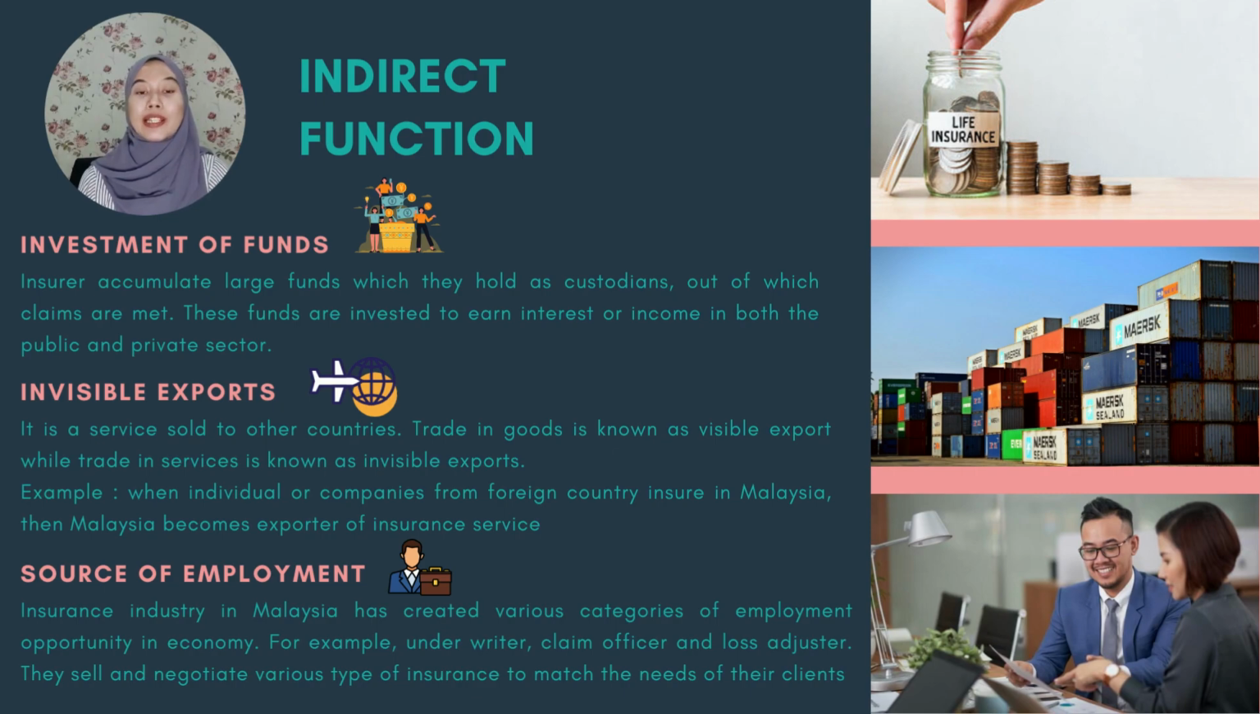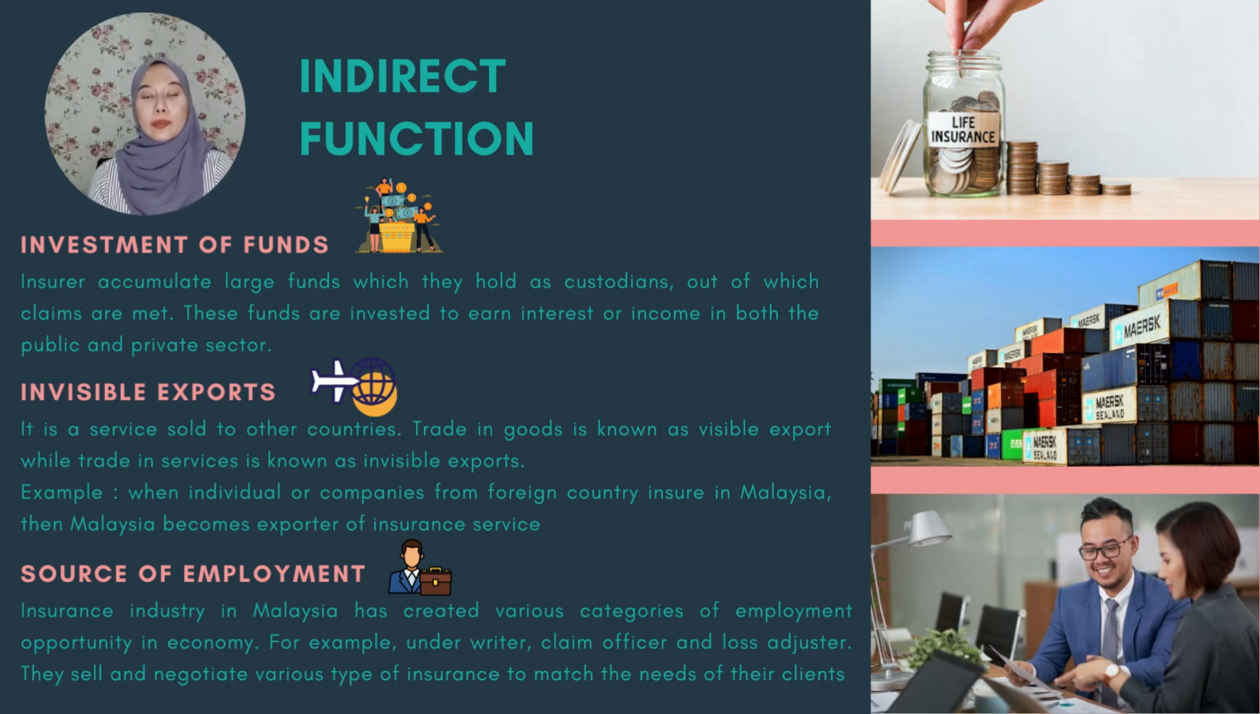Next is invisible export. What is that and how does it happen? So, invisible export is a type of service sold to other countries. Trade in goods is known as visible export, while trade in services is known as invisible export. Insurance can contribute considerably to a country's balance of payment as an invisible export. So, I have one example. When individuals or companies from a foreign country insure in Malaysia, then Malaysia becomes an exporter of insurance service. It can be the same when a local insurer accepts reinsurance business from other countries' insurance companies. Thus, this generates income for the economy.